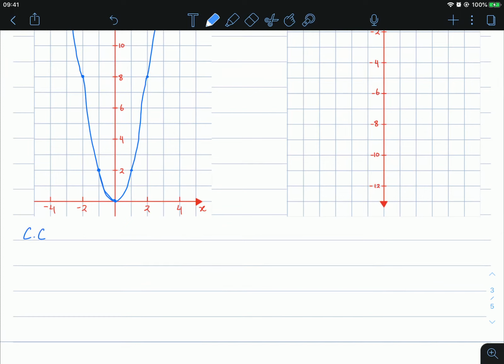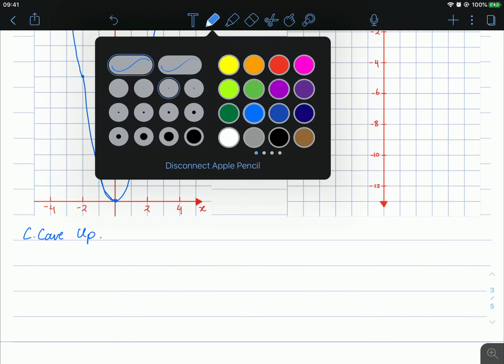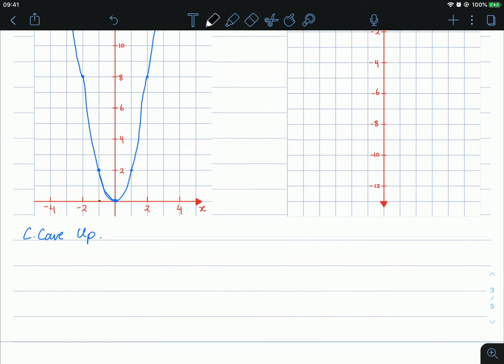This is concave up. It has one x-intercept. So at this point, it touches the x-axis. So x-intercept at (0, 0). And the vertex, v, so happens to be the same point. So the vertex is also at (0, 0).